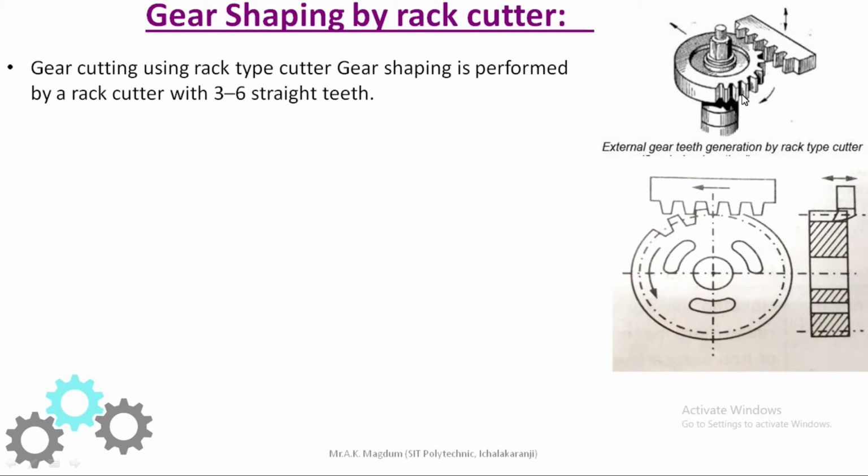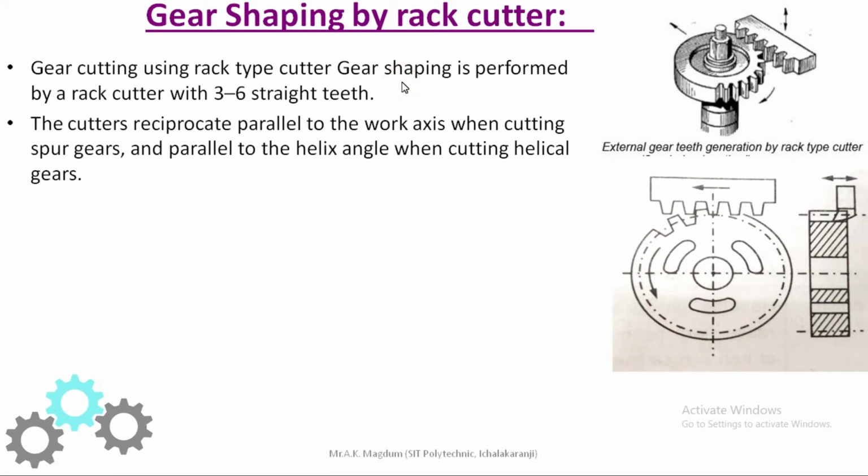In this way, whenever this rack cutter moves in the up direction, at that time a certain quantity of material is removed from the gear blank, and at the return stroke, whatever material was removed is separated from the gear surface, and the next movement takes place. In this way the actual working is carried out under the gear shaping process.